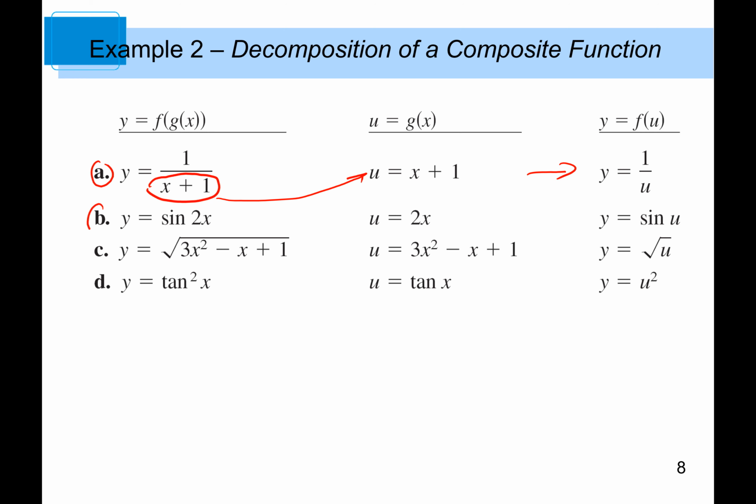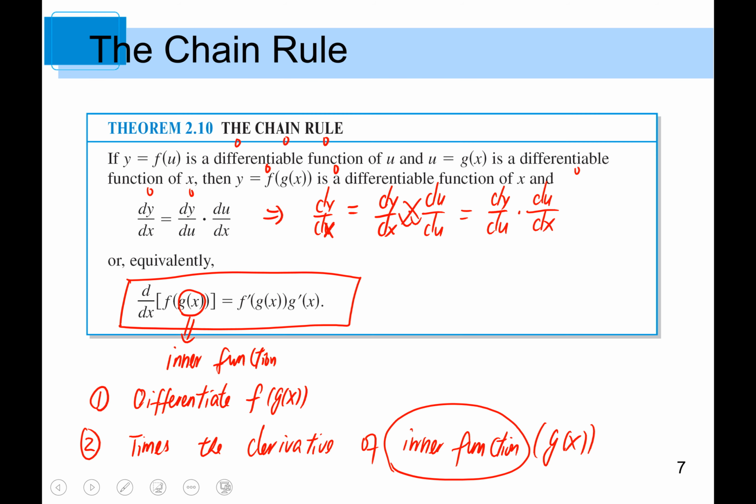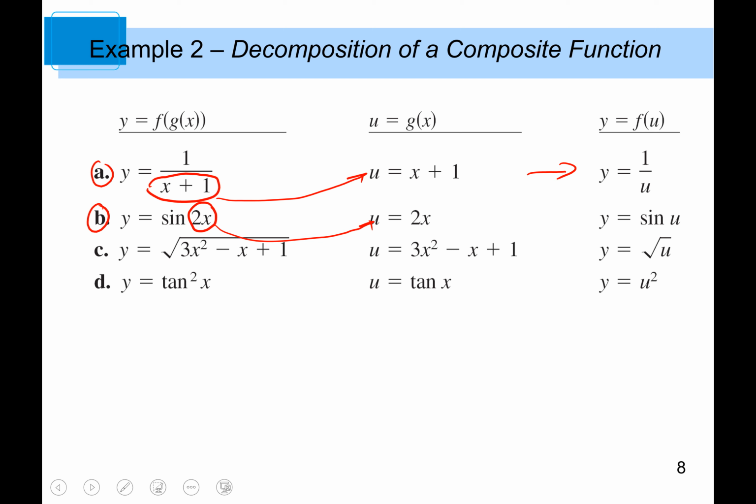And the second one, y equals sine 2x. So whatever is next to sine, that's your u. After applying the transformation, y equals sine of u. The third one, y equals the square root of 3x squared minus x plus 1. Whatever is under the square root, that's your u. So it becomes y equals the square root of u.